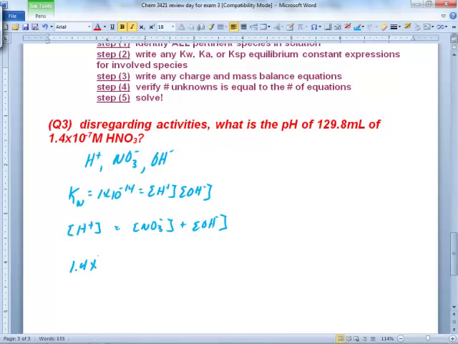The H's have more than one source, so H's don't behave, and neither do OH-. Oh, this is going to be a quadratic. Yeah, that isn't going to work.